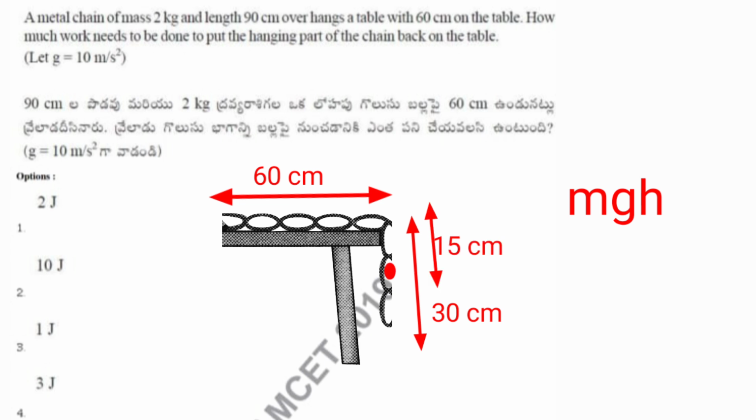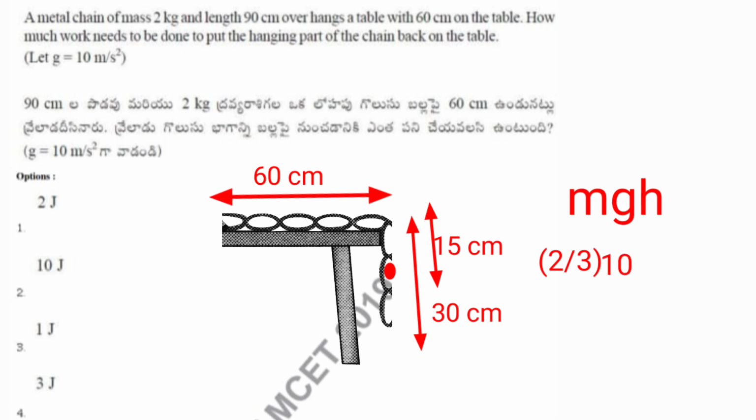So if we just plug in the values in mgh, m turns out to be the mass of this 30 centimeters, not the whole mass, okay? So how would we calculate that? Initially we can calculate mass per unit length of chain and then multiply it by 30 centimeters. So mass per unit length comes out to be 2 by 90, that is 1 by 45, and 1 by 45 multiplied by 30 centimeters because we need the mass for 30 centimeters. So 1 by 45 times 30 gives 2 by 3. So m comes out to be 2 by 3 and g is obviously 10 as given.